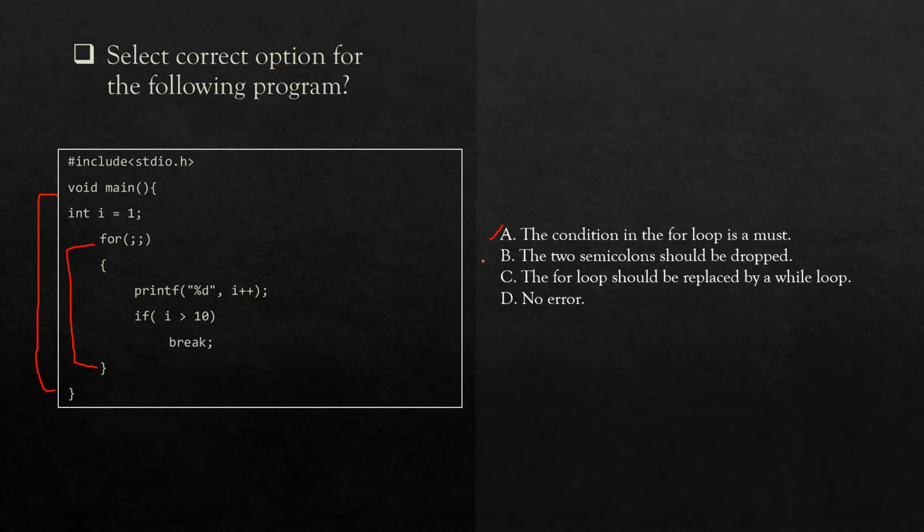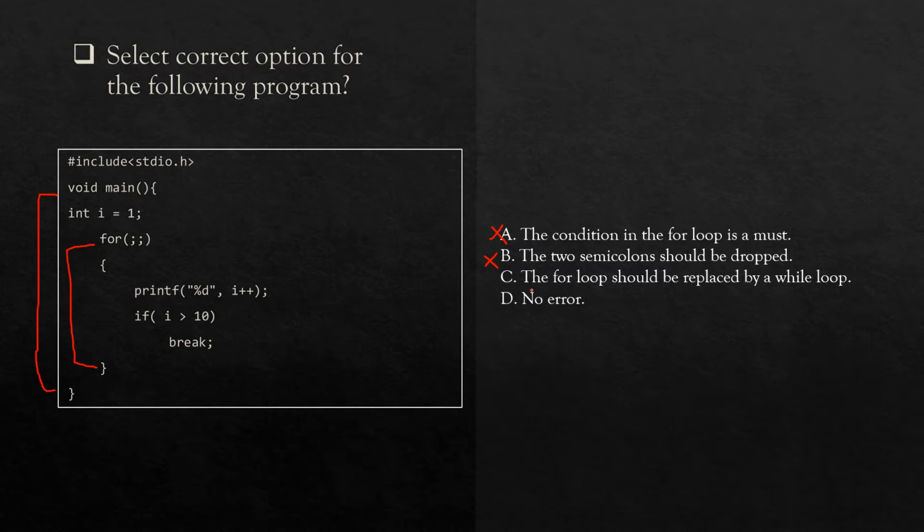So now let's understand option B. Option A is wrong, false. Option B says that the two semicolons should be dropped. We can't drop these two semicolons, because if you want an infinite loop we have to specify these two semicolons. So this is a must, and we can't drop them. So the second option is also wrong.